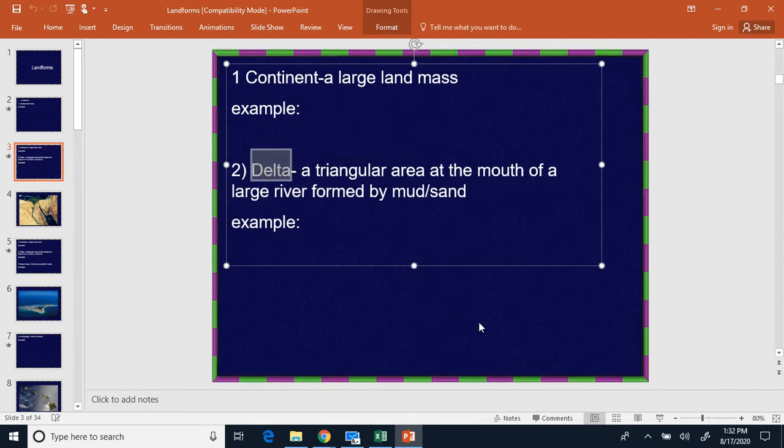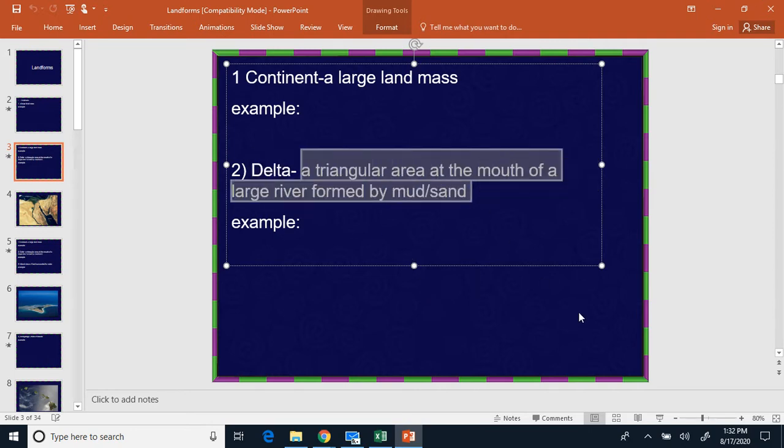Next bullet, delta. And then after you have bullet delta, make a 1 and write down a triangular area at the mouth of a large river formed by mud/sand. So once again, 1, a triangular area at the mouth of a large river formed by mud/sand.